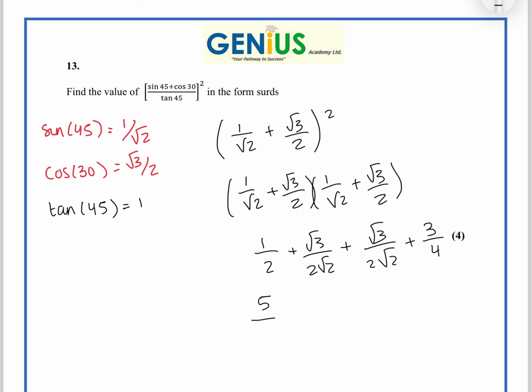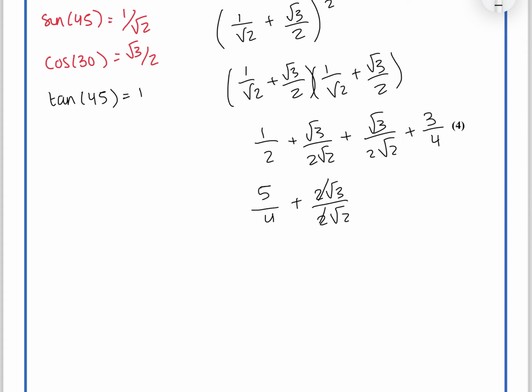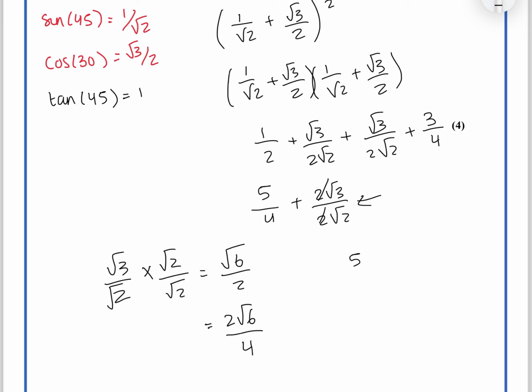Simplifying this is 5 over 4 plus 2 root 3 over 2 root 2. So we can cancel out the 2's and we have root 3 over root 2. Then we can rationalize the second fraction here. So root 3 over root 2, multiply top and bottom by root 2, equals root 6 over 2. So then in order to put it in the same fraction as 5 over 4, what we can do is multiply top and bottom by 2 again. So it's equivalent to 2 root 6 over 4. So then our final answer is 5 plus 2 root 6 all over 4.